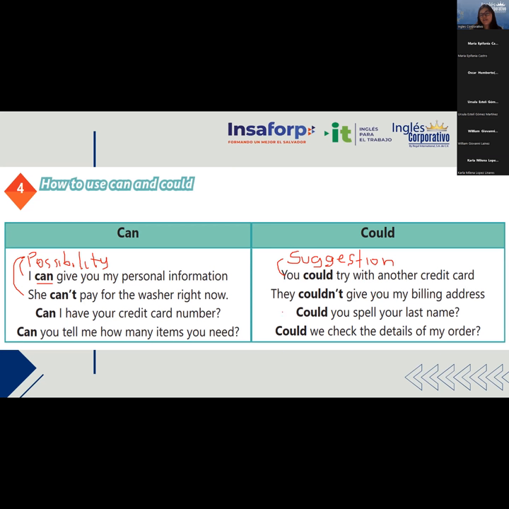And in a question, you have to put the word could or can at the beginning. So if you put it at the beginning, it's a request. But in a case like the example, you could try with another credit card, that's a suggestion. So you are suggesting the customer try, because probably the first card didn't pass. You're asking the person to use another one. They couldn't give you my billing address. It's impossible, right? So in this case, we're talking about possibility, but possibility in the negative, right? Like the other one there. Possibility.